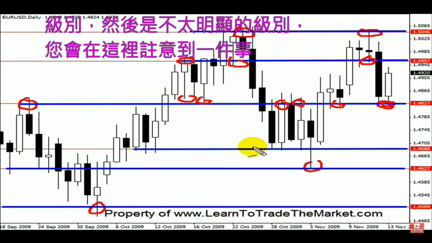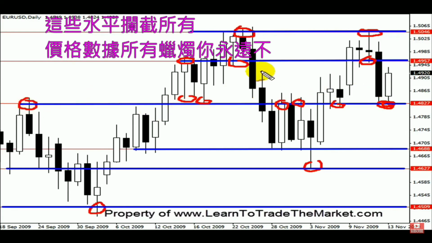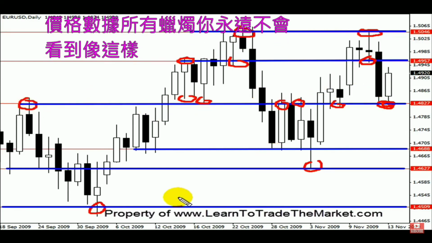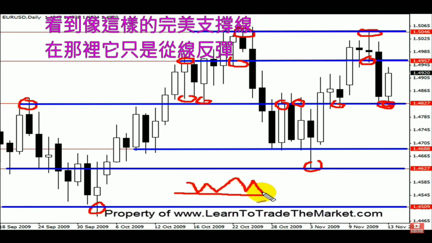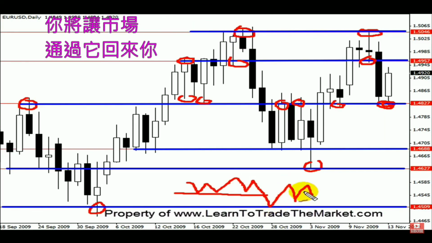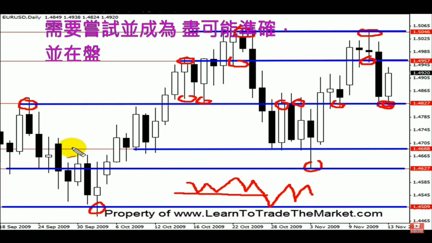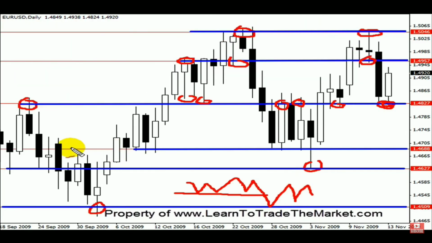You'll notice one thing here, that these levels intercept all the price data, all the candles. You'll never see a perfect support line like this where it's just bouncing off the line. You're going to have the market move through, back through it. You've just got to try and be as accurate as possible and draw your lines through the most relevant areas that have acted as support and resistance, either on an intraday basis or on this daily chart.